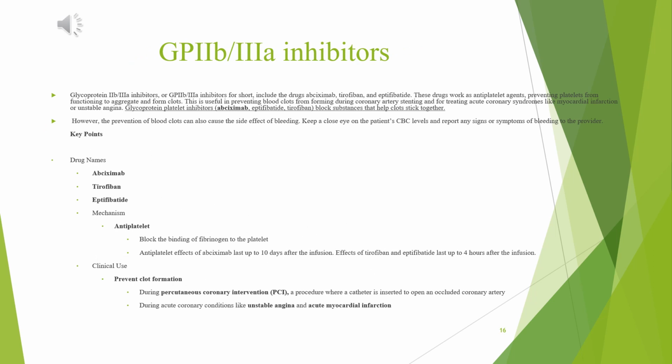Next, we have the GP2B/3A inhibitors, and these are great. They're antiplatelet agents, and they prevent platelets from functioning to aggregate and form clots. So they're great at preventing clots from being formed during coronary artery stenting and for treating acute coronary syndromes like MIs or unstable angina. Again, we need to keep a close eye on the CBCs to look for any bleeding, and what they do is block the binding of fibrinogen to the platelet. So they make the platelets less sticky, so that the clots really can't stick together.